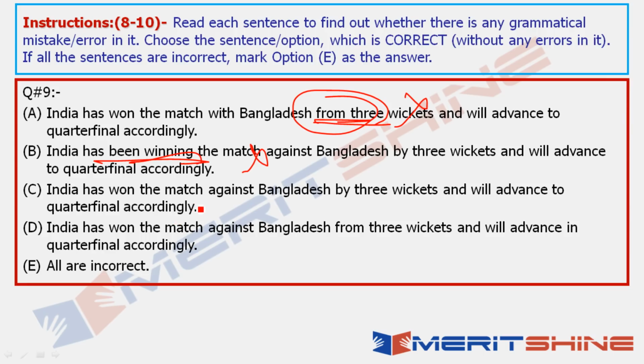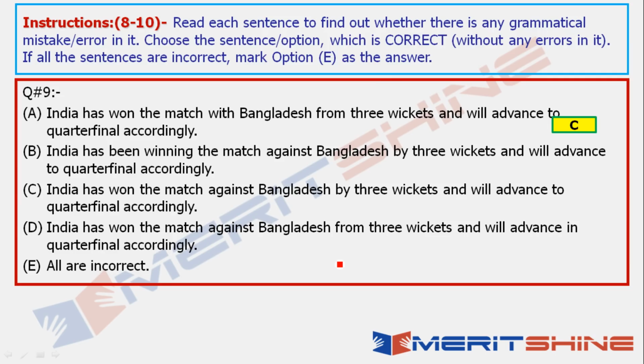India has won the match against Bangladesh by 3 wickets. This seems fine till now and will advance to quarter final accordingly. Perfectly fine. C seems to be perfectly fine, but still we will read D. India has won the match against Bangladesh from 3 wickets. Again, from cannot come. So eliminated. So your right answer is C.